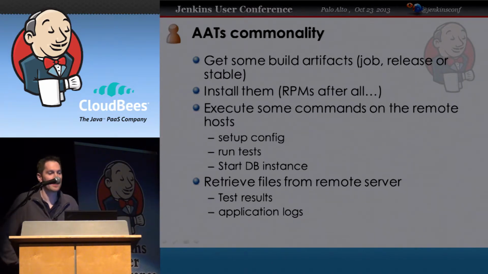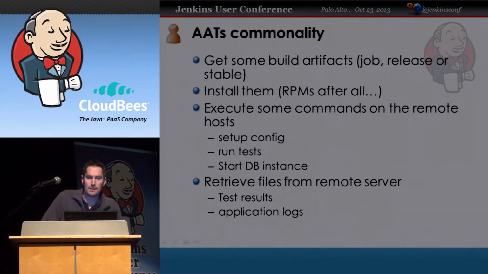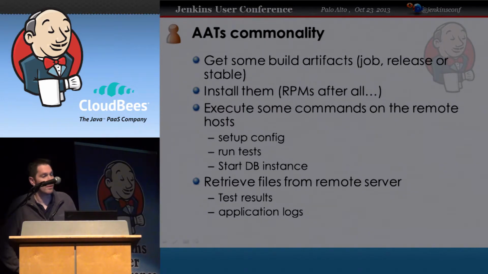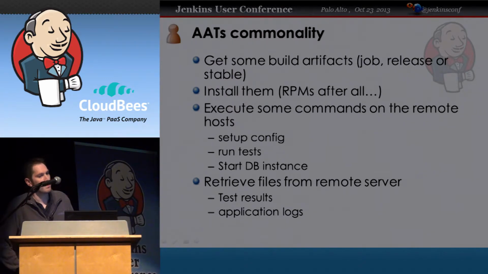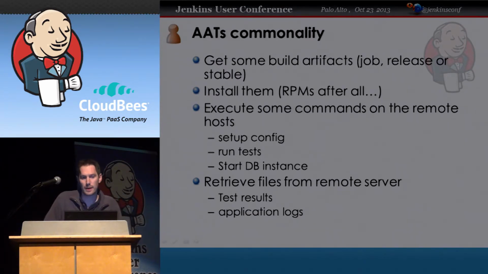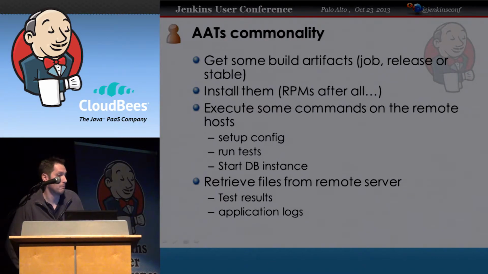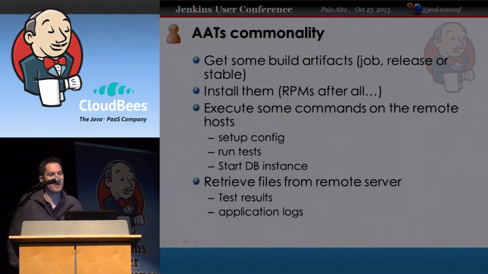So with automated acceptance tests, there's generally a commonality in what you want to do. Generally, you don't just want to execute some commands on a machine that hasn't got any software installed. You actually want to get your build artifacts from a particular job. That could be a release of that job or a stable, whatever just built and passed all unit tests. As we're building RPMs, we may as well install them. And then after that, we will want to execute some commands on the remote hosts.